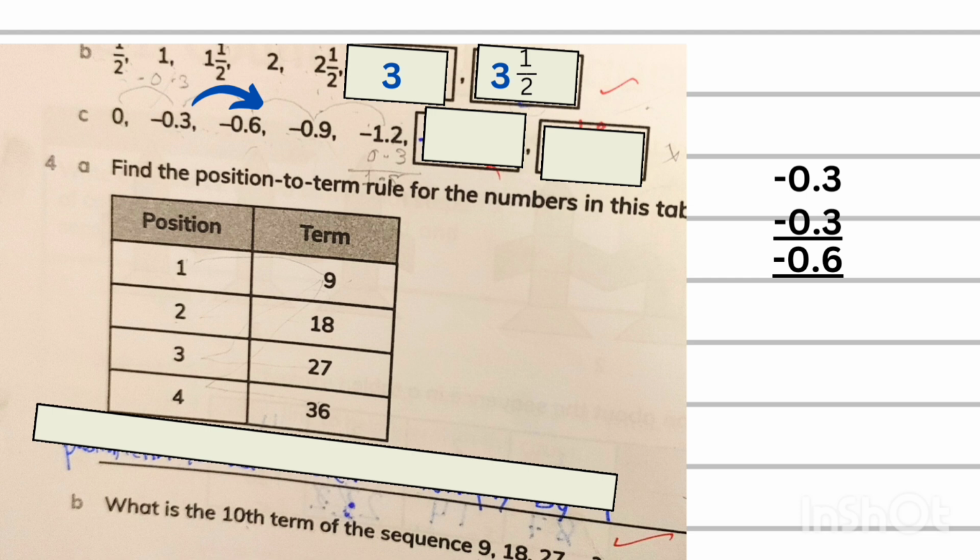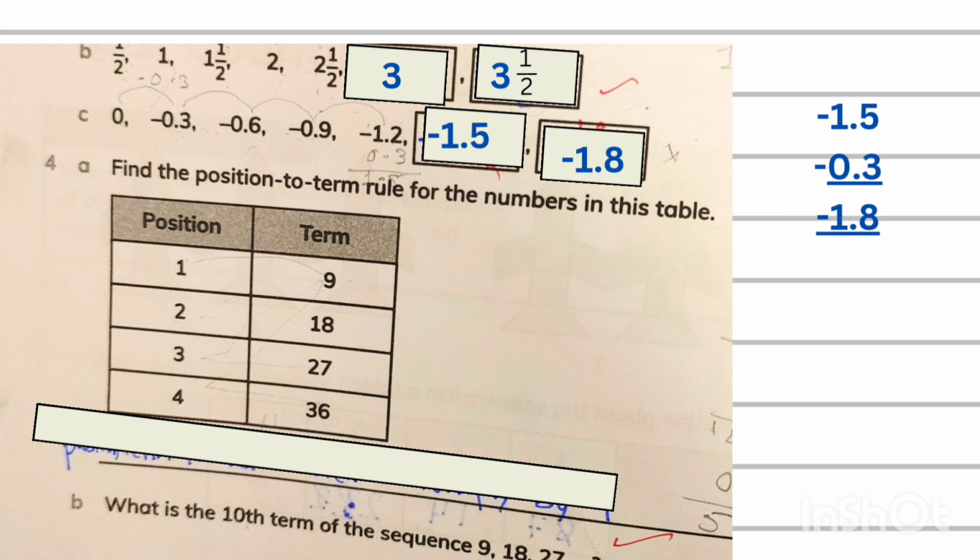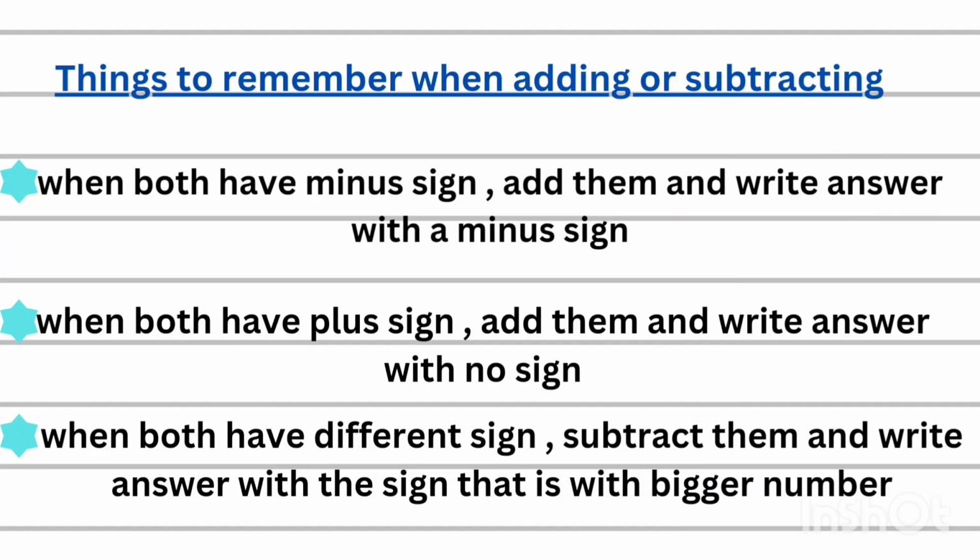See, there are a few rules which you have to follow. When both numbers have a negative sign, they will be added together, but you will use a negative sign with them. Okay? Similarly, when 0.3 is added to minus 0.6, it will be minus 0.9. And then minus 1.2, minus 1.5 and minus 1.8. This is the sequence for this question.